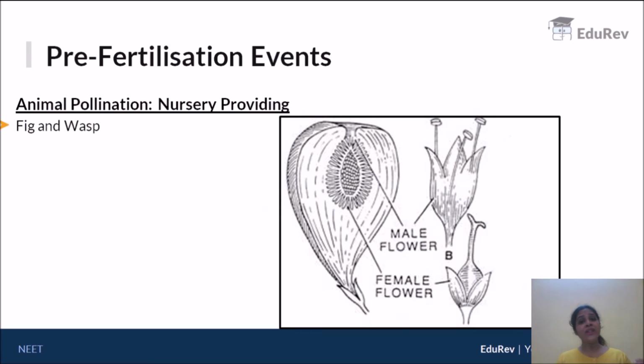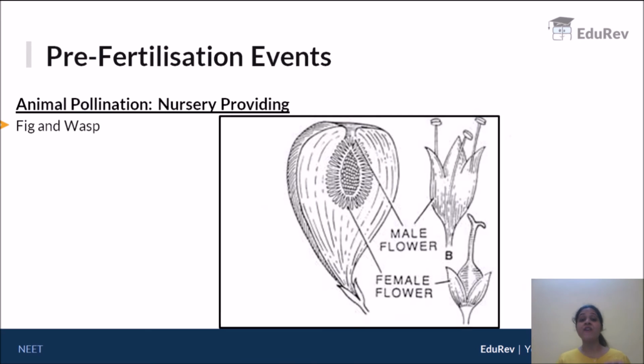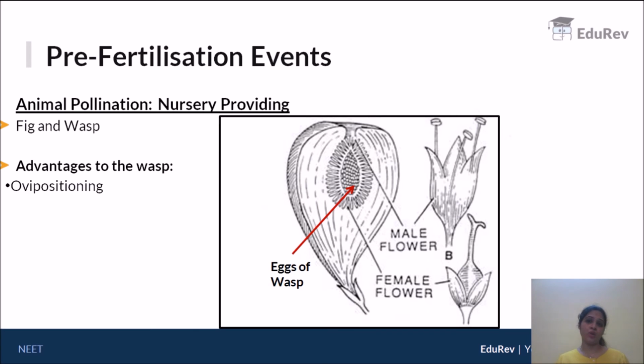Now, when the wasp enters, it enters through that hole on top. When the wasp enters, it goes and lays its eggs very close to the female flower, right down. Now, why does the wasp enter in the first place? What are the advantages to the wasp? The first is ovipositioning. Ovipositioning means the laying of eggs.